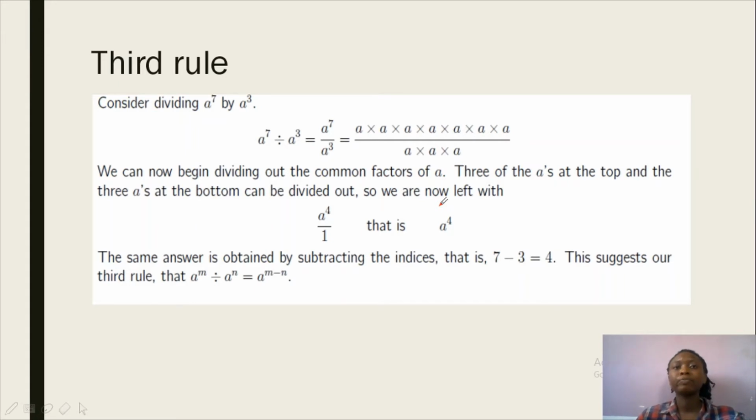So we would have a 7 times and a 3 times. In this case, we have 3 a's down here, right? So in division of factors, this a can cancel this a. This a can also cancel this a. And this a can also cancel this a. Yes, and we would have how many left? 1, 2, 3, 4 a's.